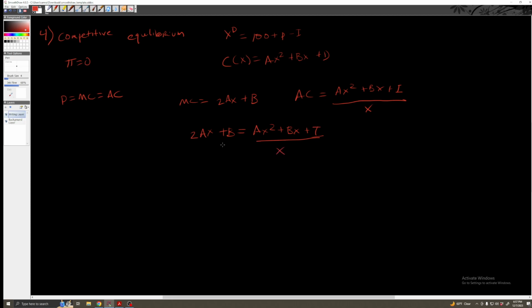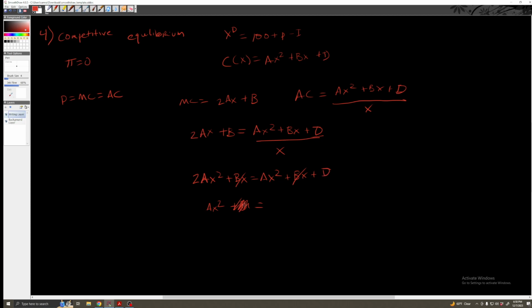Let's start by multiplying both sides by x. This is probably not the best way to solve it, but it's the first thing that occurs to me. 2ax squared plus bx equals ax squared plus bx plus d. Subtract an ax squared, and we can just remove the bx's too. Oh, I forgot, that's not I, that's d. I'm sorry. Let's fix that.